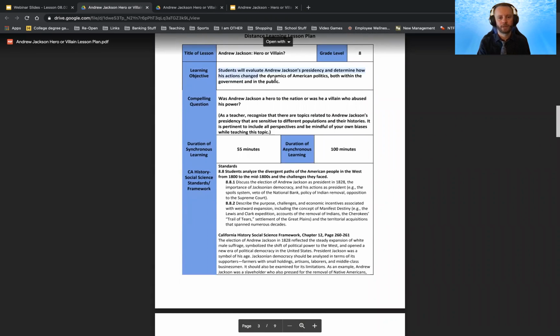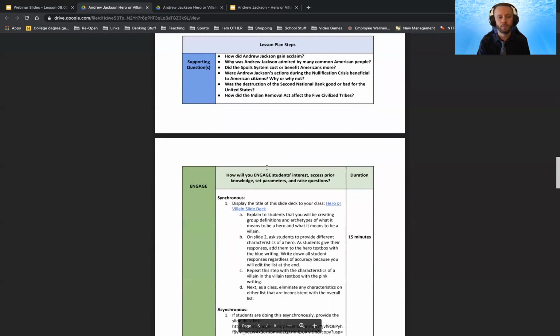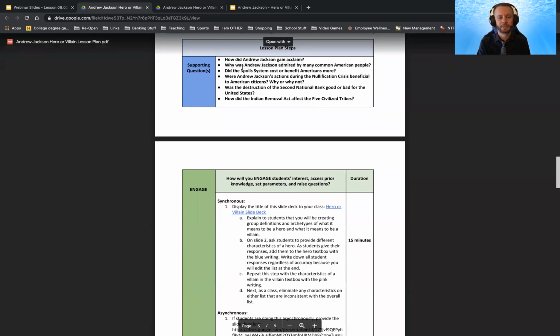On the first page of the lesson, you will find a learning objective and a compelling question to drive the lesson. This compelling question is, was Andrew Jackson a hero to the nation, or was he a villain who abused his power? I do want to acknowledge that some of the topics when dealing with Andrew Jackson are sensitive to different populations and their histories. We need to be mindful of all of the students who are in our class and recognize that some things may trigger trauma when we're teaching topics like this. You also have other supporting questions here in the lesson plan.